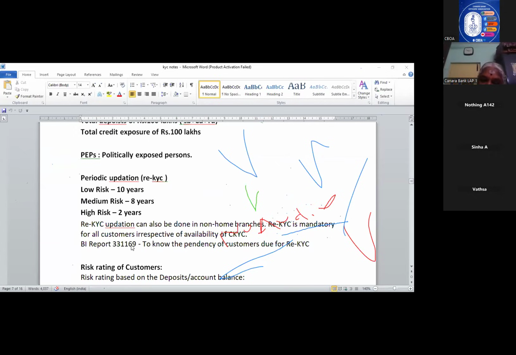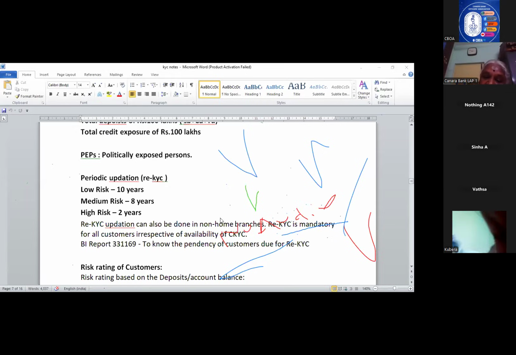KYC is mandatory for all customers irrespective of the availability of CKYC ID. Whenever they come, we cannot allow them to go out without updating the KYC. It should be done for everybody. And this is the report: 331169 is the report to know the pendency of customers for KYC. Since the bank is sending an SMS to all the customers regarding this KYC, people are starting to come to the branches for updating the KYC. Please help them to update the KYC.